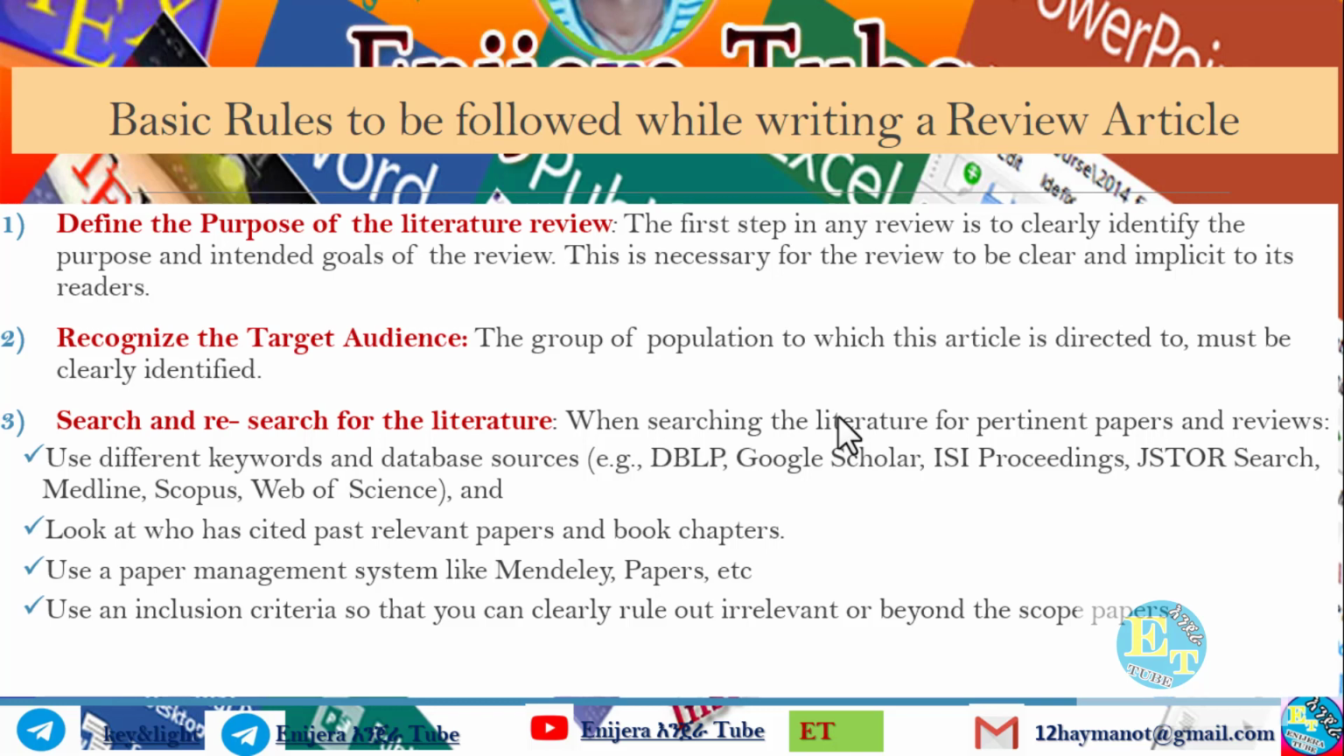These sources may be storage of journals, proceedings, or other. In this case, DBLP, Google Scholar, Science Proceedings, JSTOR Search, Medline, Scopus, and Web of Science are database sources. And look at who has cited past relevant papers and book chapters.